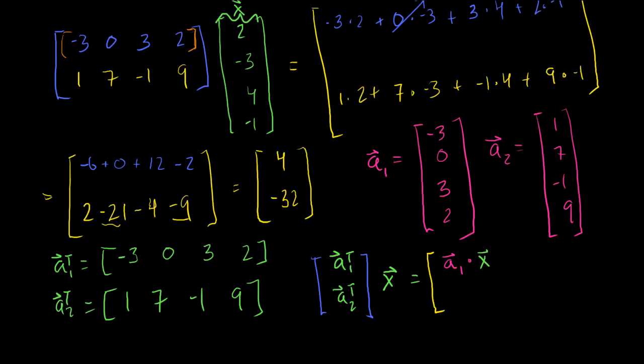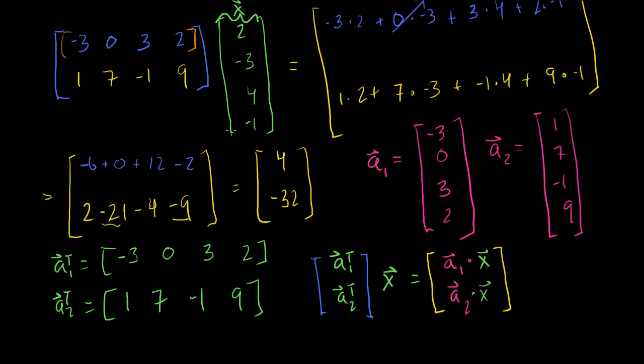And then obviously the second row is going to be vector A2 dot x. The second row is A2 dot x, which is 1 times 2 plus 7 times -3, plus -1 times 4 plus 9 times -1. So just like that, this is one way to view it. A matrix times a vector is just like the transpose of its rows dotted with the vector you're multiplying it by.